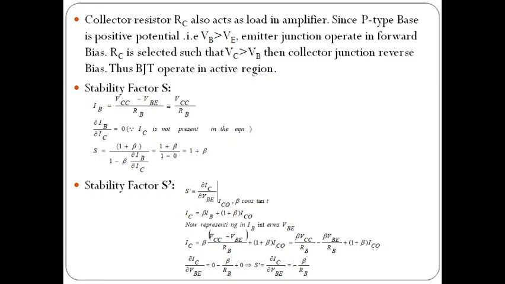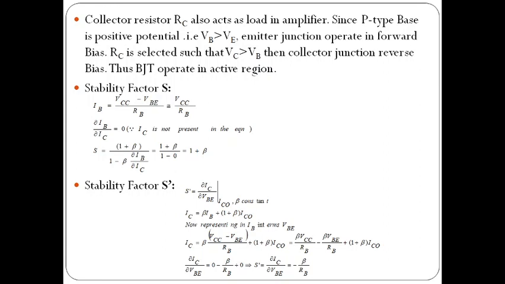Now we need to calculate the stability factor. We know the IB value: IB equals VCC minus VB by RB. So we can write VCC by RB, because this VB is a very small value and it is constant, so we can neglect it. So by differentiating with respect to IC, it is equal to 0. Why? Because VCC is constant, RB is constant, so dou IB by dou IC is 0, because IC is not present in the equation.